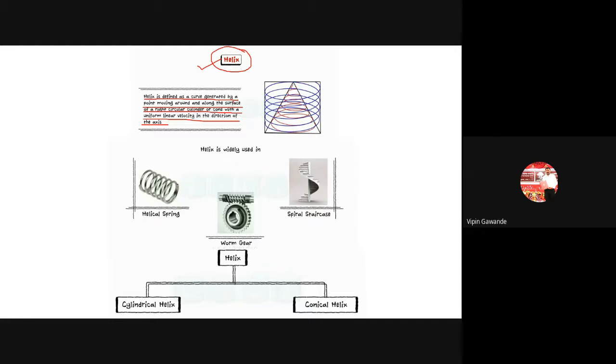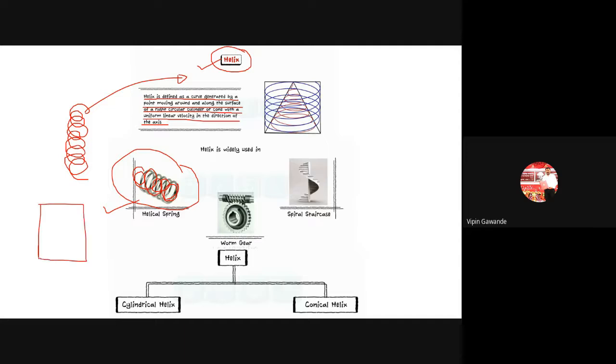Now where do you find this helix? We can see this in our daily use. Springs are made up of helix. Suppose we take a point at the bottom, this is the point moving like this, and it is generating some curve. If you take a point here and it is moving like this, which curve is it generating? We call this curve the helix.